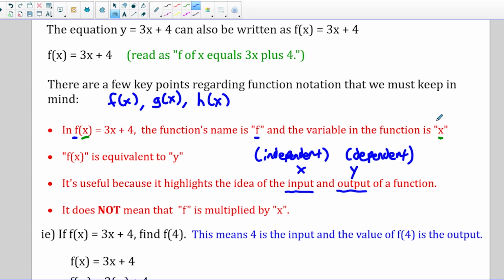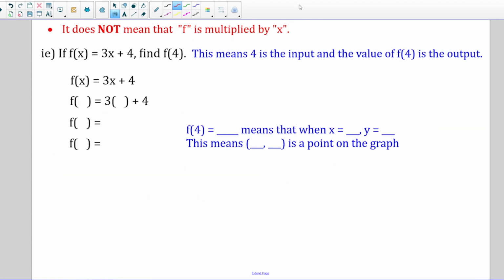One last thing regarding function notation is that it does not mean that f is multiplied by x. We're not taking the f here and multiplying it by a value of x. So let's jump ahead into our first example. Here it asks, if f of x is equal to 3x plus 4, we need to find what f of 4 is. This function notation is saying that 4 is our input, and we're trying to find the output. If we put 4 into this function, what number is that function going to spit out?